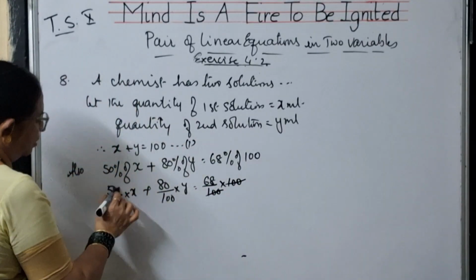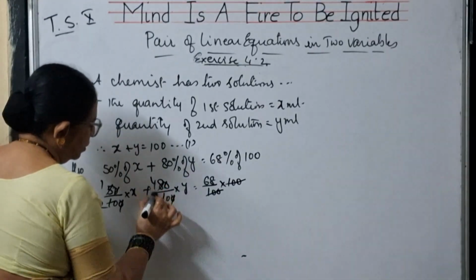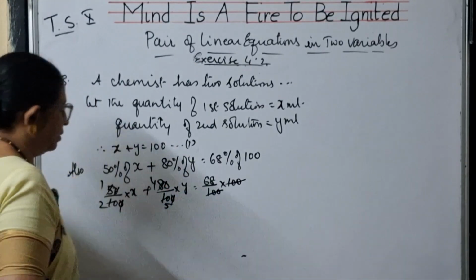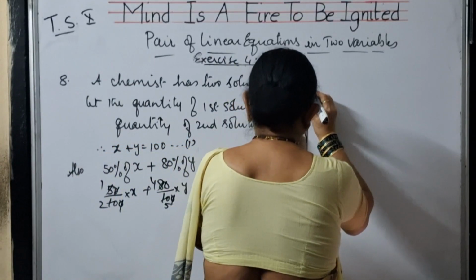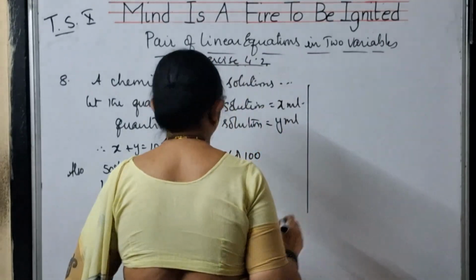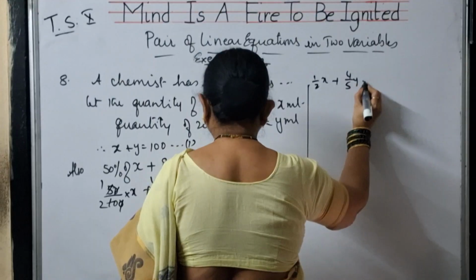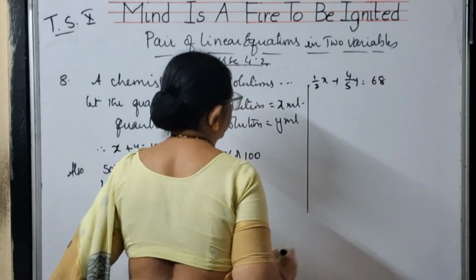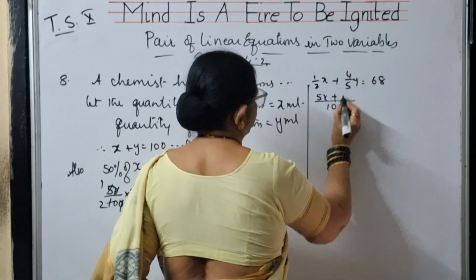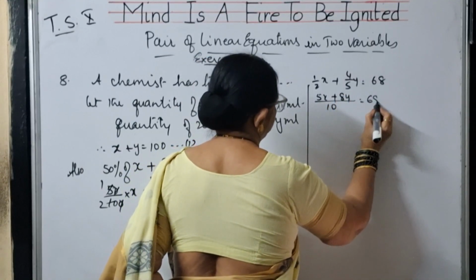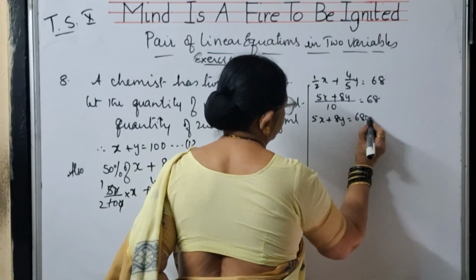These two will get cancelled. Zeros will get cancelled. 5 ones are 5, 5 twos are 10, 2 fours are 8. So what am I getting? 1 by 2x plus 4 by 5y is equal to 68. Let me take LCM here. 10, 5x plus 2 fours are 8y is equal to 68. 5x plus 8y is equal to 680.